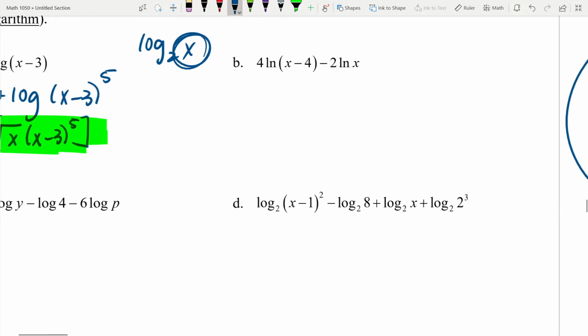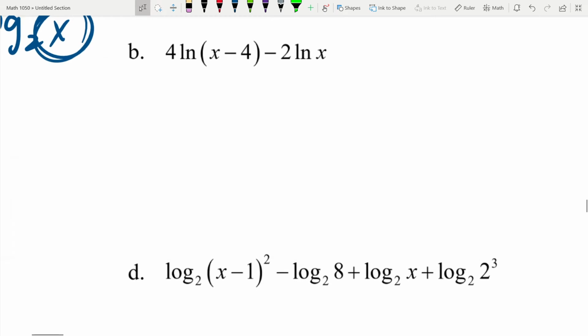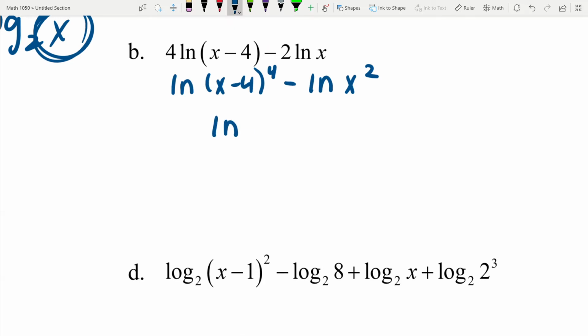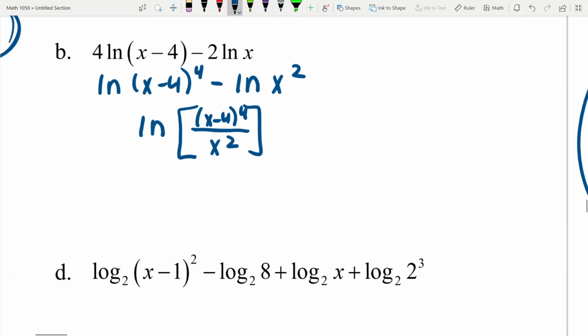Okay, let's come back over here. Step 1, pull those up as exponents. So you have the ln of x minus 4 to the 4th minus the ln of x squared. Now I'm ready to write ln just one time. Since they're subtracted, I know it's going to be a division problem. The one that has the negative sign is going to go on the bottom. So the x squared goes on the bottom. The x minus 4 to the 4th goes on the top. And there's my answer.